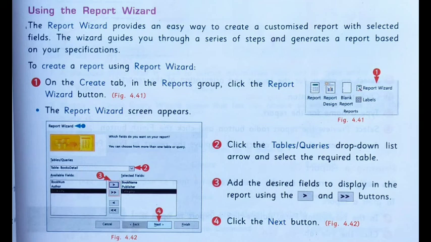Using the Report Wizard. The Report Wizard provides an easy way to create a customized report with selected fields. The wizard guides you through a series of steps and generates a report based on your specification. To create a report using the Report Wizard, on the Create tab in the Reports group, click the Report Wizard button. The Report Wizard screen appears. Click the Tables/Queries drop-down list arrow and select the required table. Add the desired fields to display in the report using the arrow and double arrow buttons. Click the Next button. You can find it in figure 4.22.